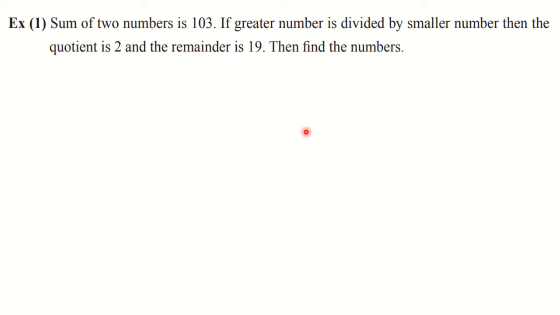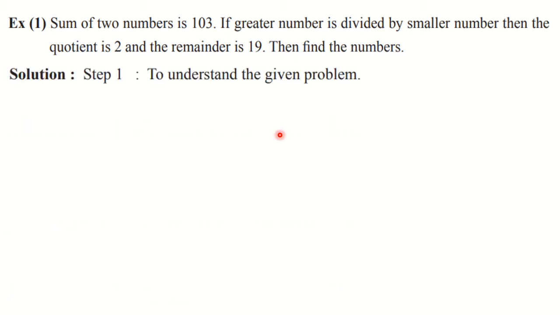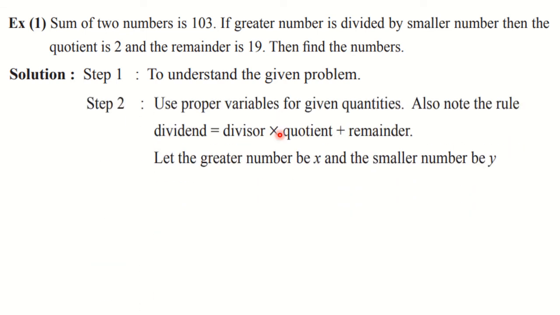So very first step is what we will consider, or we will take the two alphabets for the unknown quantities, or two variables for the unknown quantities. Okay. So we have understood the problem. This is step 1. Now step 2, that we are going to use proper variables for the quantities, and here we require one rule here. The rule is what?